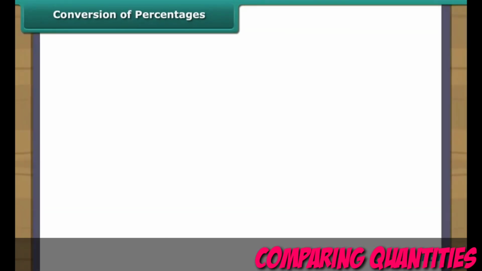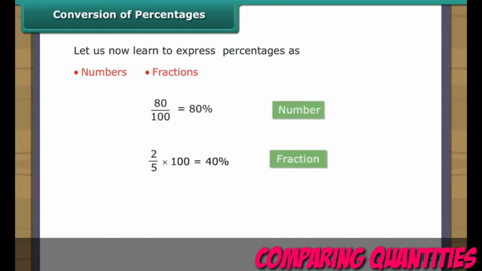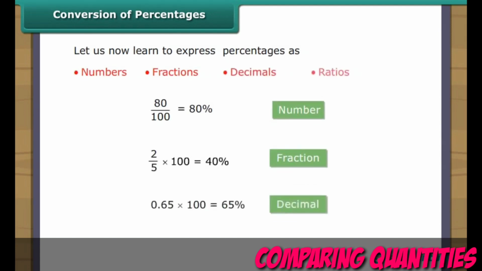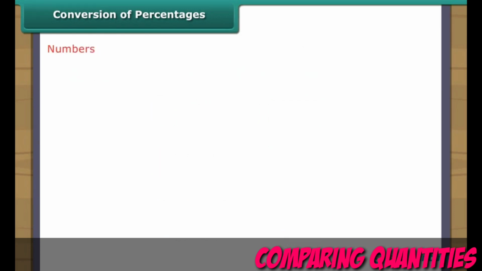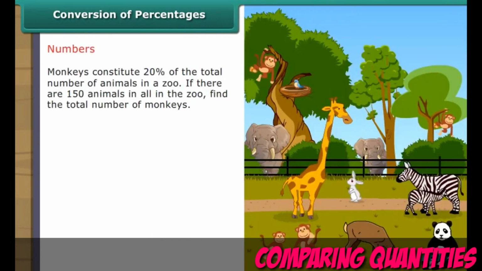Conversion of percentages. We can now express numbers, fractions, decimals, and ratios as percentages. Let us now learn to express percentages as numbers, fractions, decimals, and ratios. Numbers. Monkeys constitute 20% of the total number of animals in a zoo. If there are 150 animals in all in the zoo, find the total number of monkeys.